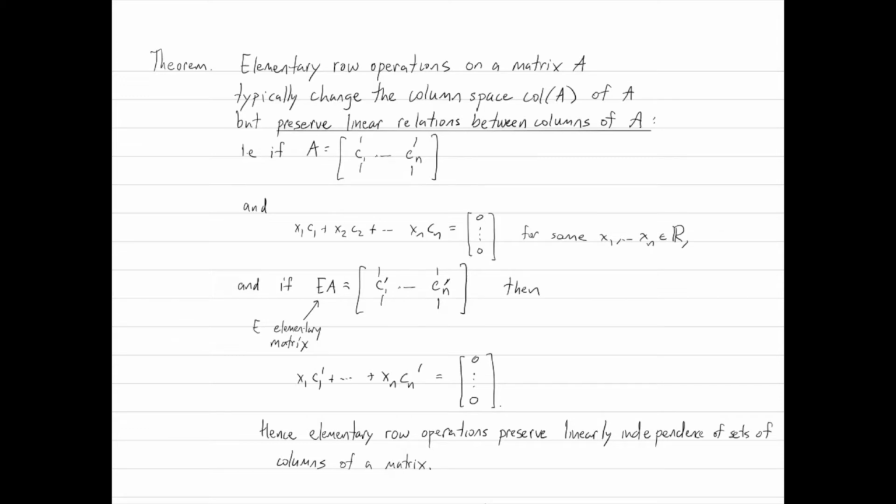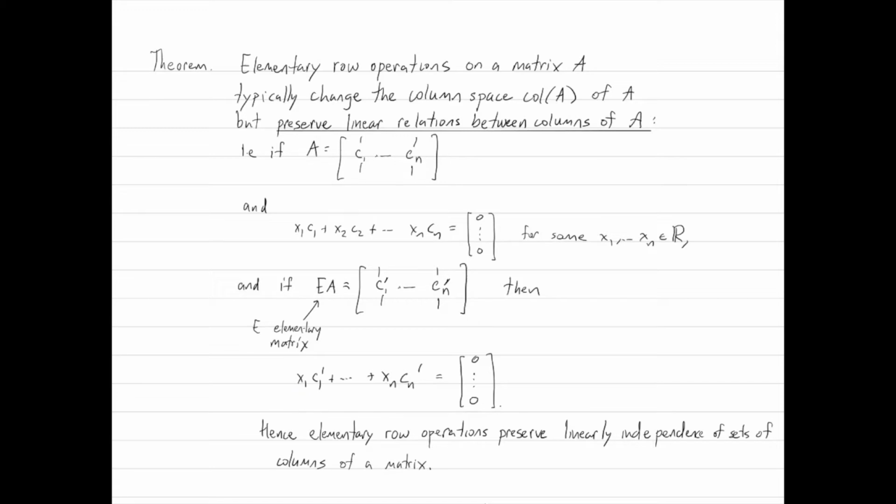And then what this is saying is that if we do an elementary row operation, which corresponds to multiplying the matrix A on the left by an elementary matrix, or in another way of saying this, it corresponds to interchanging rows of A, multiplying a row through by a non-zero scalar, or replacing a row by adding to it a scalar multiple of another row. Now we get a new matrix then with columns c1 primed, c2 primed, and so on up to cn primed. Then the same linear relation x1 c1, xn cn holds.